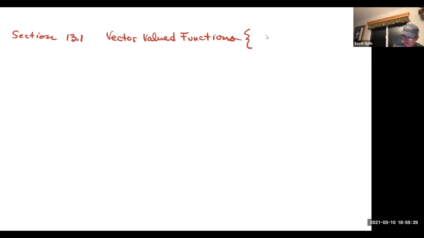Okay, so we're going to cover section 13.1. There's no calculus. I don't think there's any calculus in this section. This is vector valued functions. Okay, and we've already done one. These have vector output. It doesn't matter what the input is. It's just that they have to evaluate to a vector.